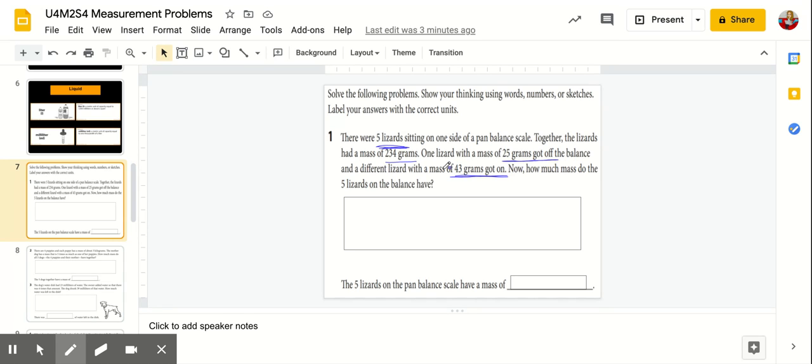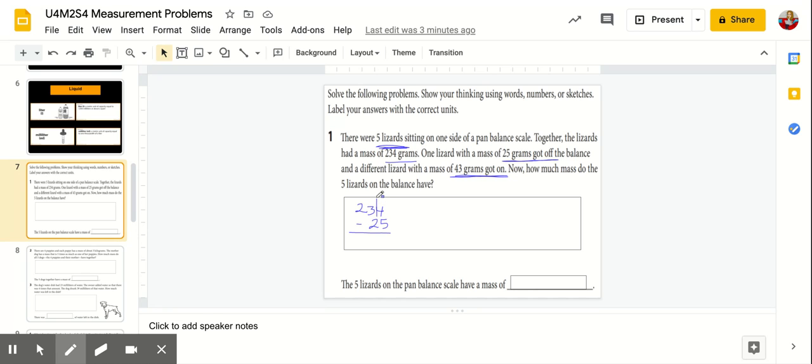The first problem is, what happened when the 25-gram lizard got off the scale? So first you're going to do 234 minus 25 grams. Then you're going to take that answer and add 43 grams. That's one way of doing it. So I guess I will do it this way.